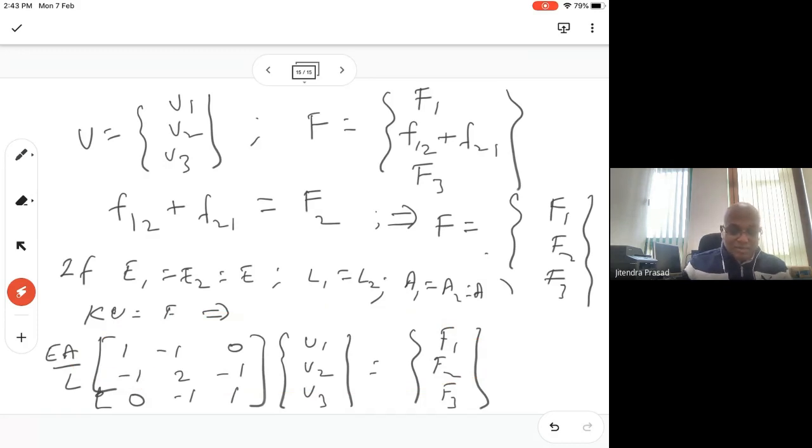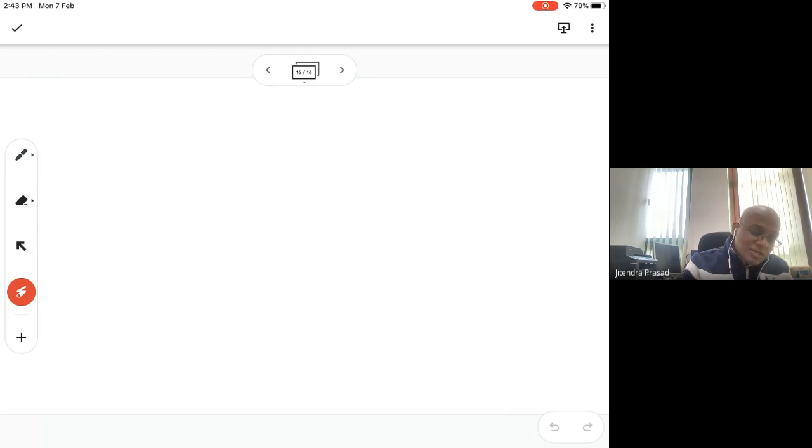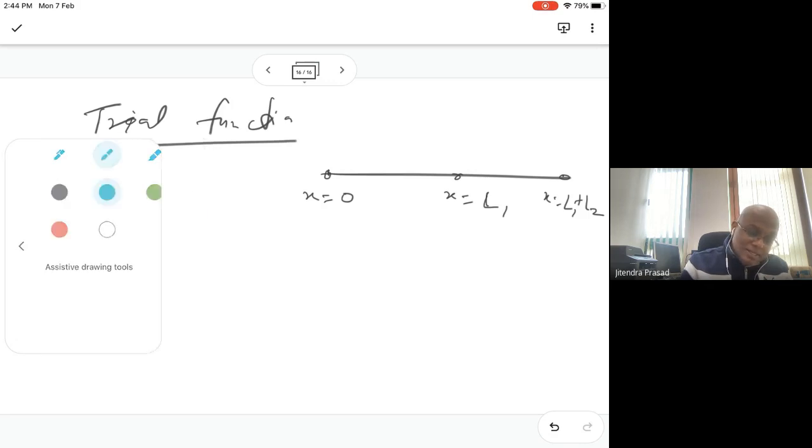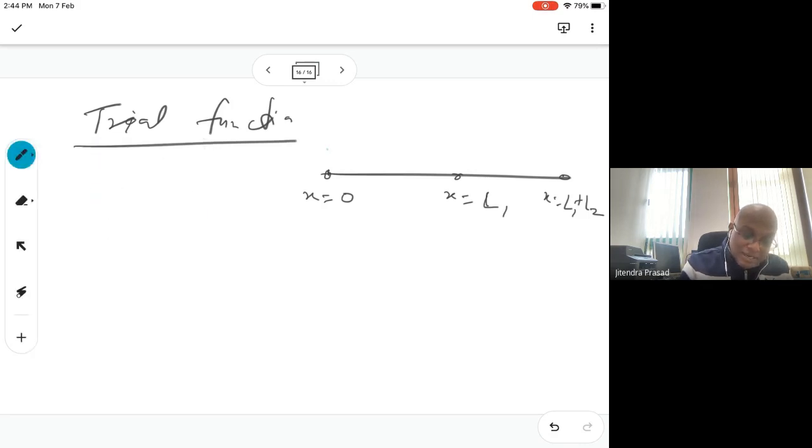So basically, we see automatically we are getting this kind of solution. And what we have assumed, if you look at the trial function for the whole length, x equal to 0, x equal to L1, x equal to L1 plus L2, our trial function is something which is given here, goes like this. We have u1 here, u2 here, and u3 here.